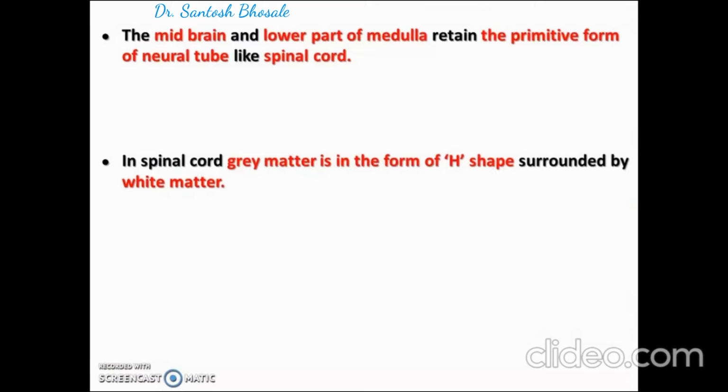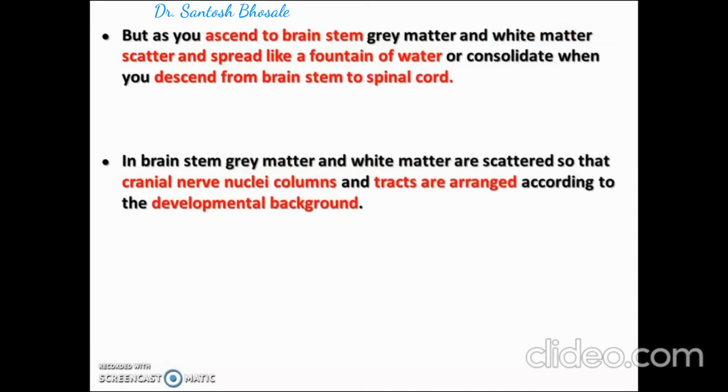And when you see the structure of the brainstem, the midbrain and the lower part of medulla retain the primitive form of the neural tube like spinal cord, where the gray matter is organized into H shape surrounded by the white matter. But as you ascend into the brainstem, the gray matter and white matter scatter and spread like a fountain of water, or consolidate when you descend from brainstem to spinal cord.